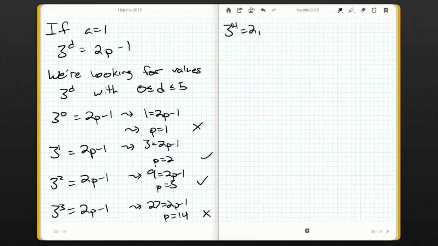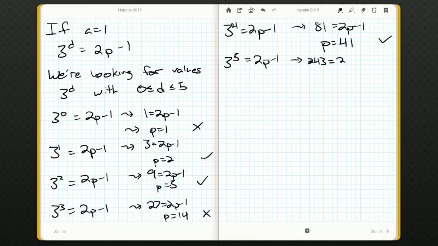How about 3 to the 4? Well, that's 81. 81 is 2P minus 1. That means P is going to be equal to 41. That's a prime. That's actually a surprising prime. It came out of nowhere. And 3 to the power of 5, well, that's 243. That's the one we've been talking about. 243 is equal to 2P minus 1. So that means P is going to be equal to 122, which is not a prime.